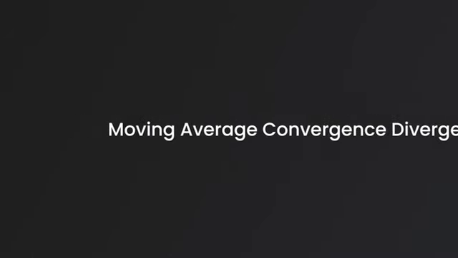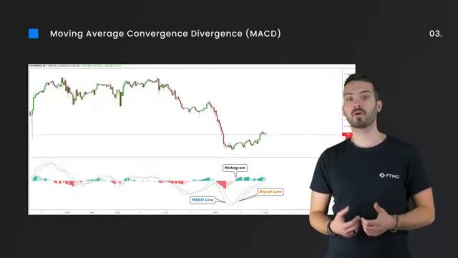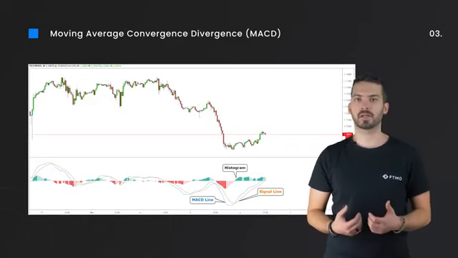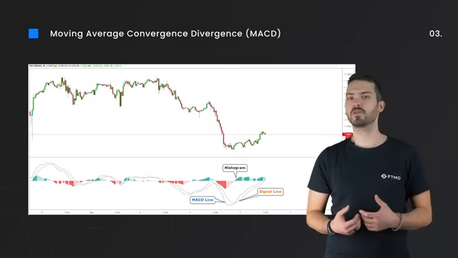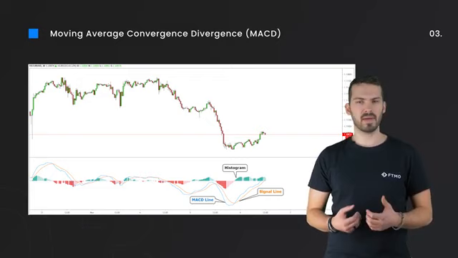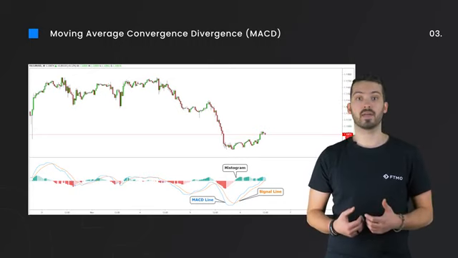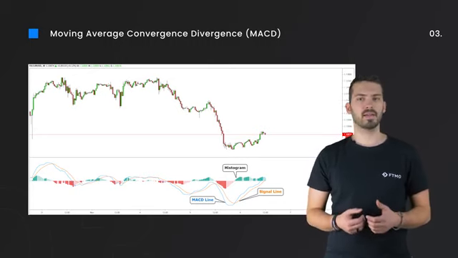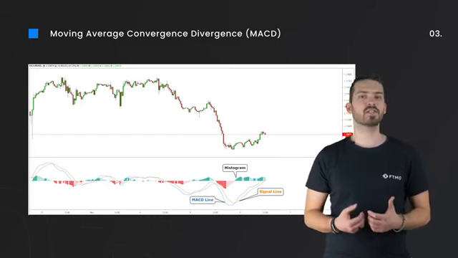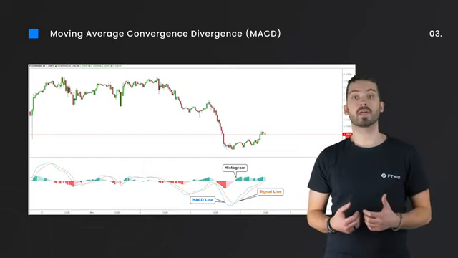MACD indicator. MACD is the acronym for Moving Average Convergence Divergence. It is a trend following technical indicator that shows the difference between two lines, the MACD line and the signal line. The MACD line is calculated by subtracting the 26-day exponential moving average from the 12-day exponential moving average. The signal line is a 9-day exponential moving average of the MACD itself. The histogram gets bigger as the two lines diverge and disappears when they cross each other.